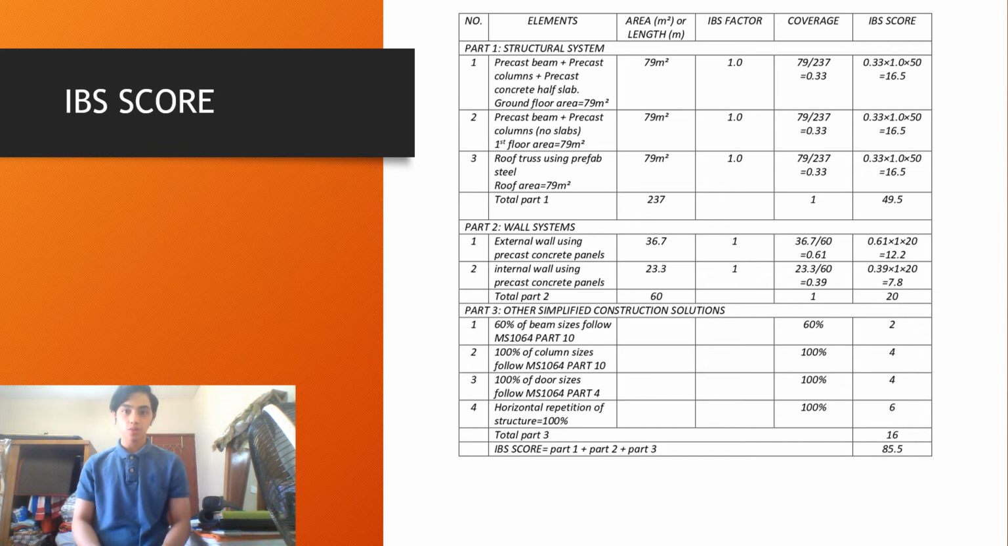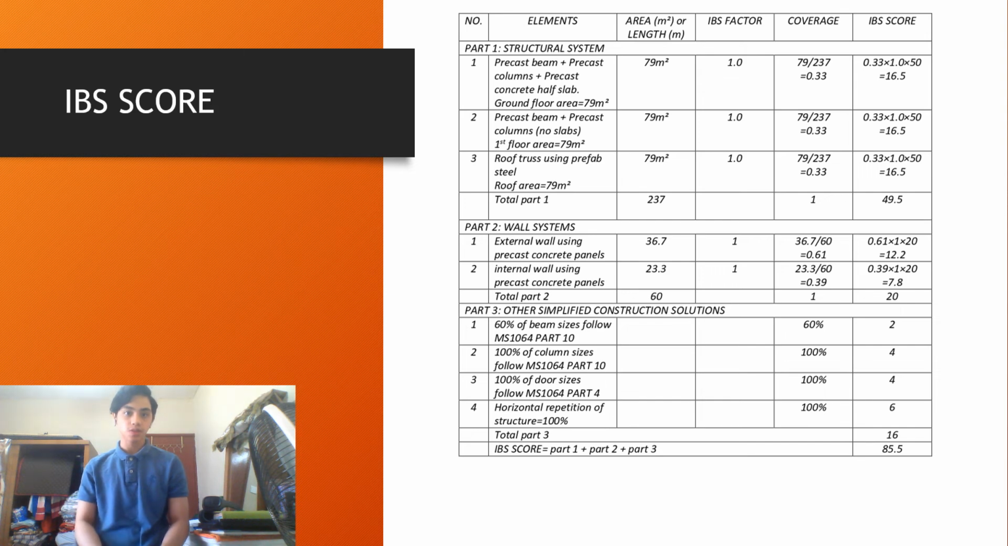And the IBS score will use the same solution as in part 1, which is 0.61 times 1 times 20. Then you'll get 12.2 for the external wall and 7.8 for the internal wall. If you add the IBS score for the 2 elements, you'll get 20 for the total part of the wall system. And lastly, part 3, which is other simplified construction solutions.